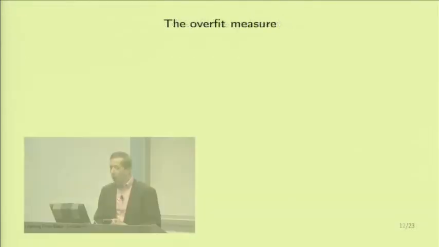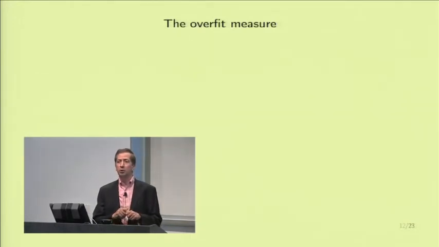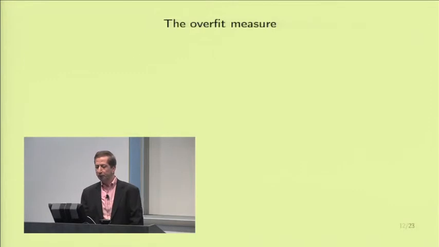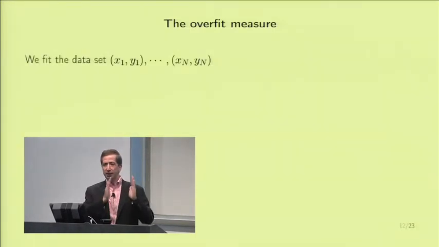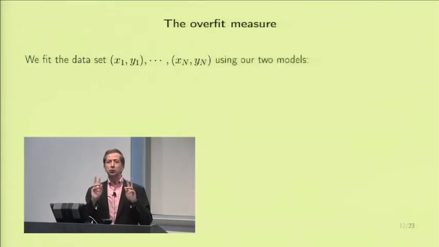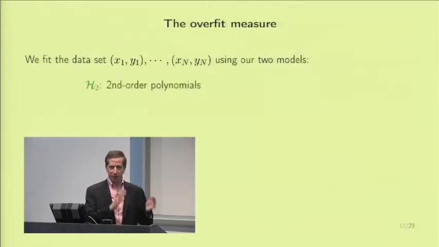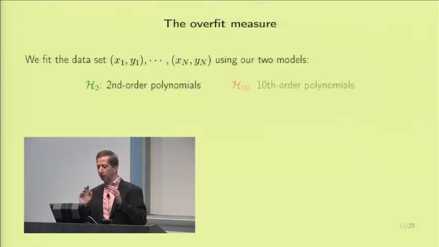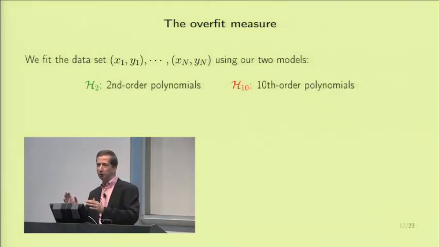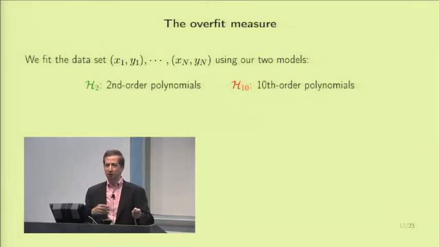So now how am I going to measure overfitting? I'm going to define an overfit measure, which is a pretty simple one. We are fitting a data set, from x1, y1 to xN, yN, and we are using our usual two models. Nothing changed. We either use second order polynomials or the 10th order polynomial. And if going from the second order polynomial to the 10th order polynomial gets us in trouble, then we are overfitting. And we'd like to quantify that.